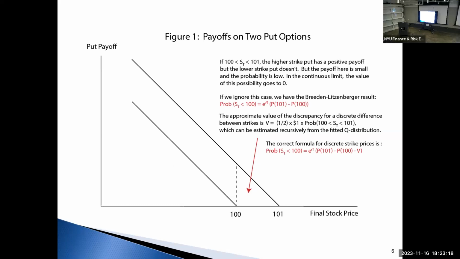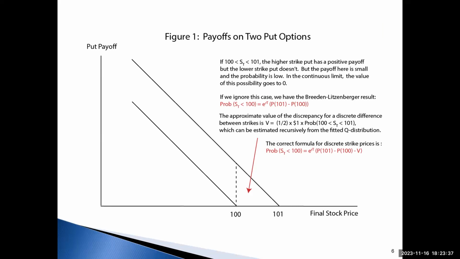Right? Actually, we can correct for this. We can get an approximate value for this thing. The payoff in this area is, well, $1 at this end, 0 at this end, so about $0.50 on average, multiplied by the probability that you're going to end up in here, which is what we're estimating. I mean, we're estimating the probability distribution. So we're going to get an estimate.